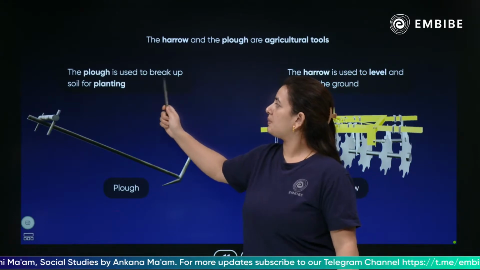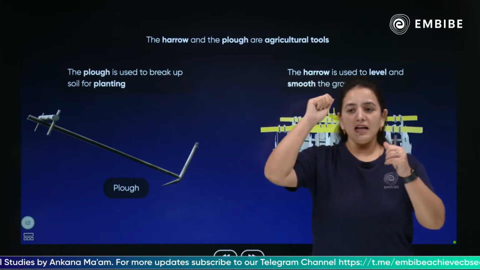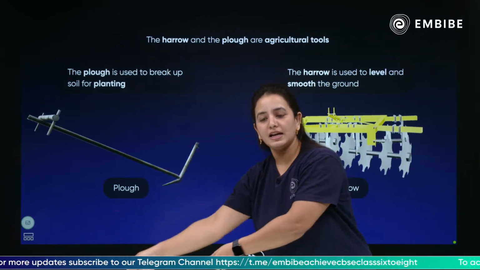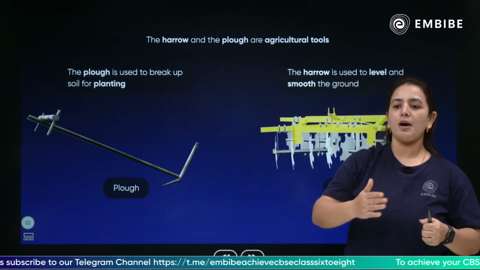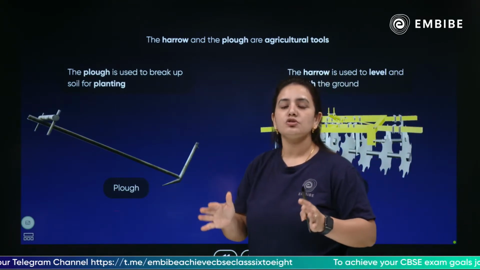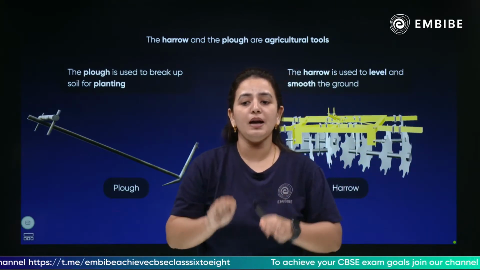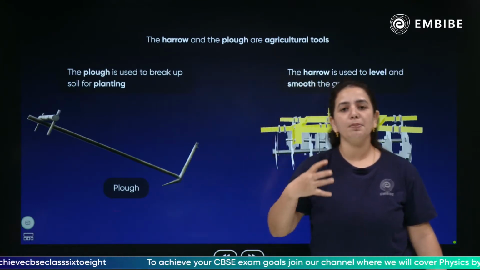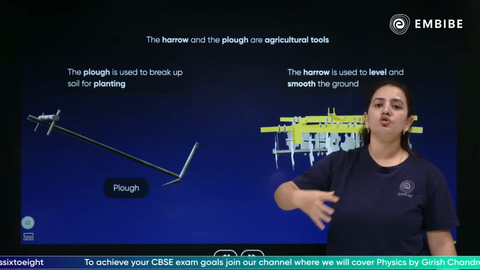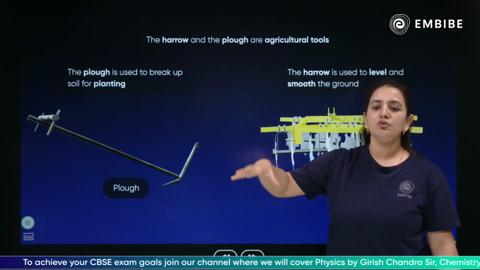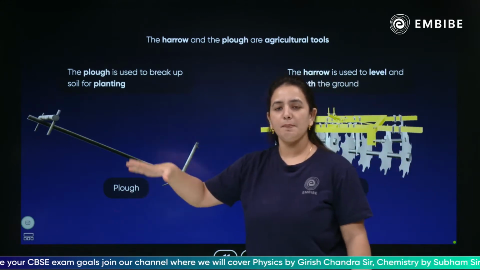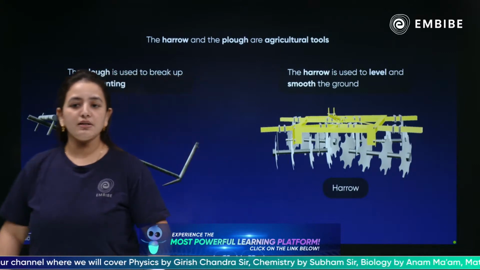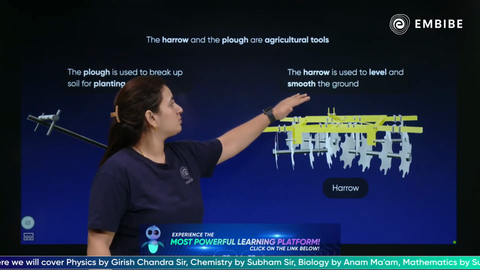The plough is used to break the soil for planting. You know that basically you just dig it into the soil and drag it, the soil will come out, it will create a space so that you can sow your plant. Yes or no? Where do you sow your plant? In the soil. So the plough basically helps you to remove the soil so that you can sow your plants. Okay, what is the harrow used for? Children, the harrow is used to level and smooth the ground.